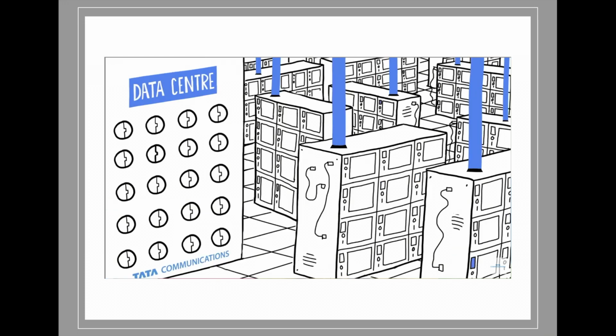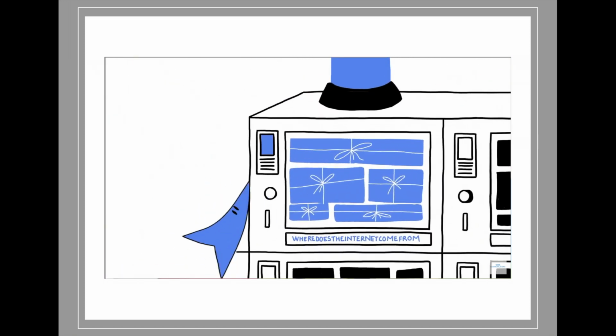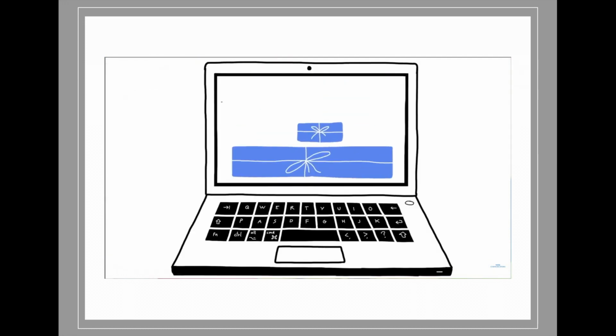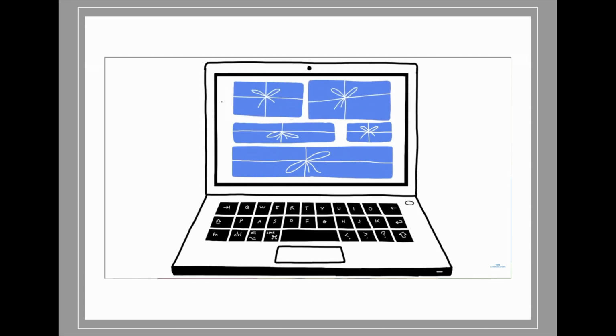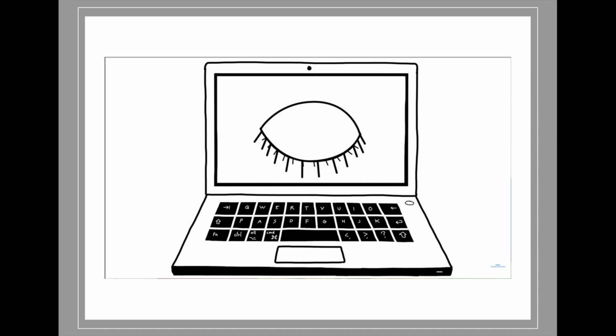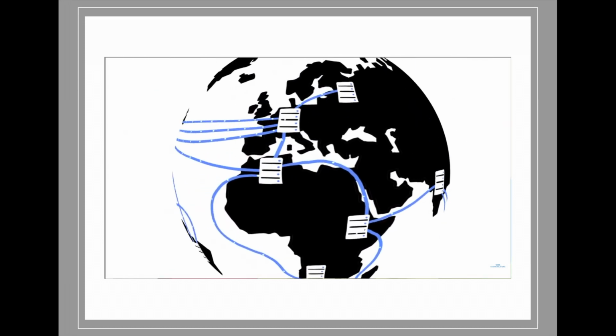The request finally reaches the data center housing the server where the website lives. The server sends the requested information back across the network, broken down into chunks of data called packets, which your device puts back together like a jigsaw to form the web page you see on your screen. And all this happens in the blink of an eye, all over the world, millions of times per second.